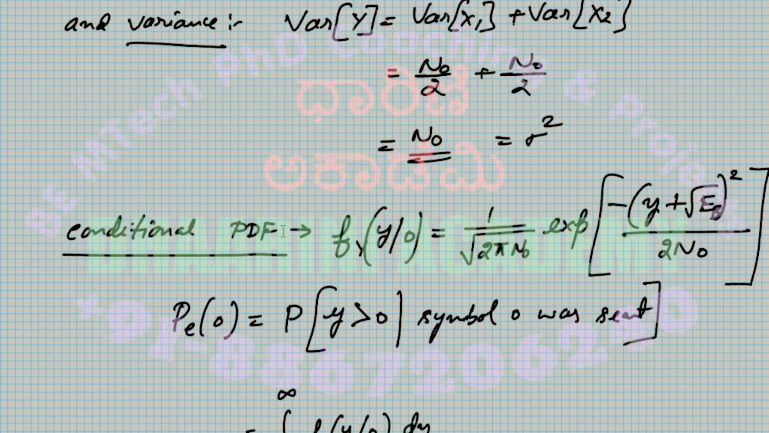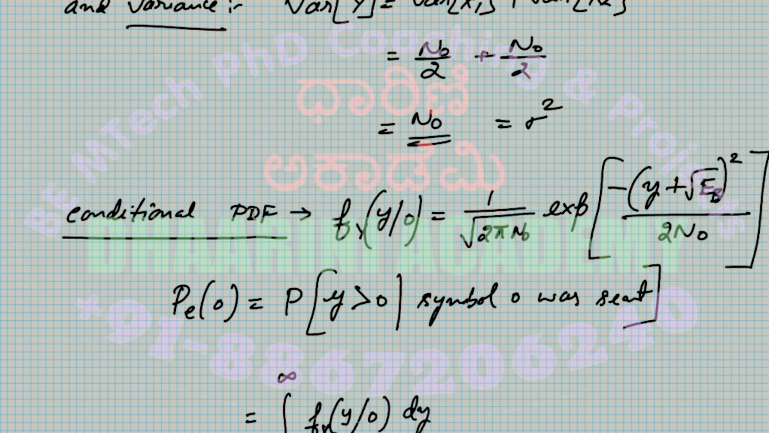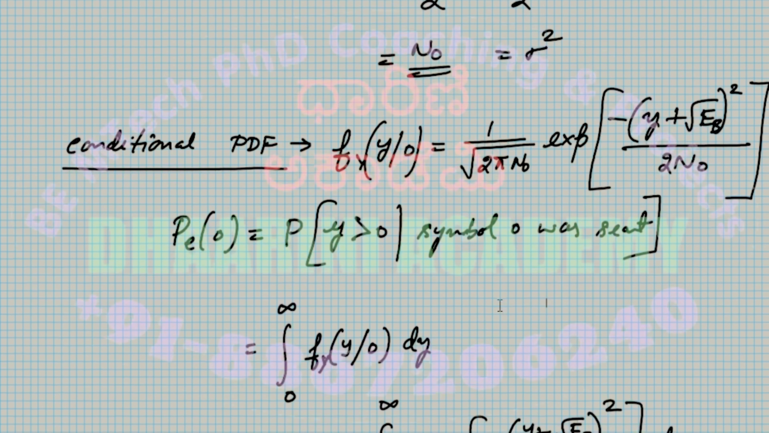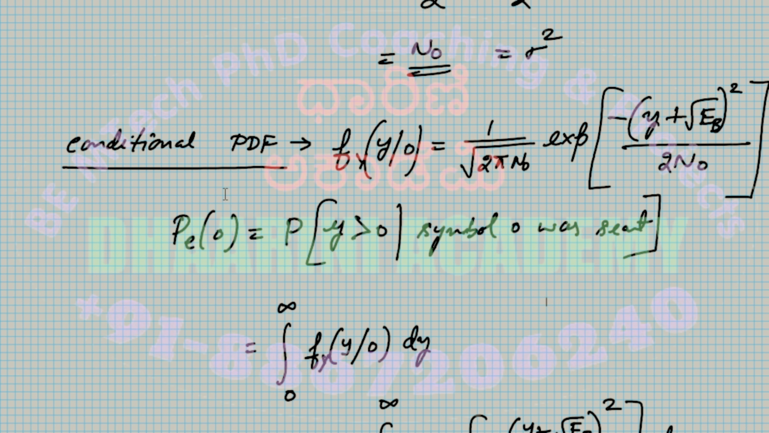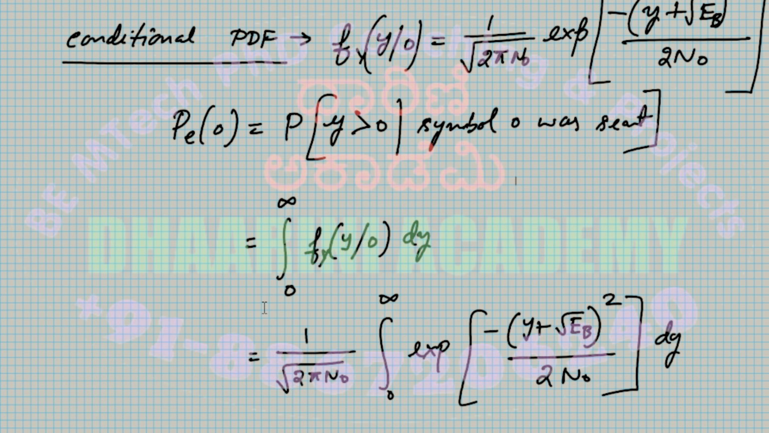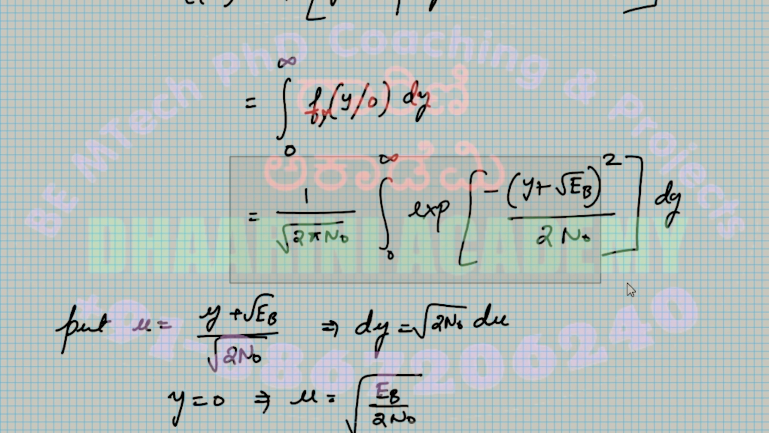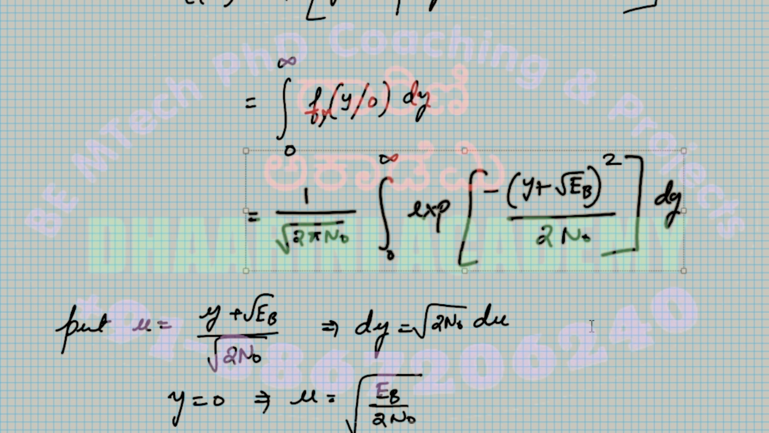So calculate the conditional PDF assuming it as a Gaussian. So this is the Gaussian equation. Substitute and you get the value. And I want to check when there is an error, when 0 was sent. 0 was sent means Y should be greater than 0. So greater than 0 means 0 to infinity. Put the same equation there. So that equation comes like this. Okay?